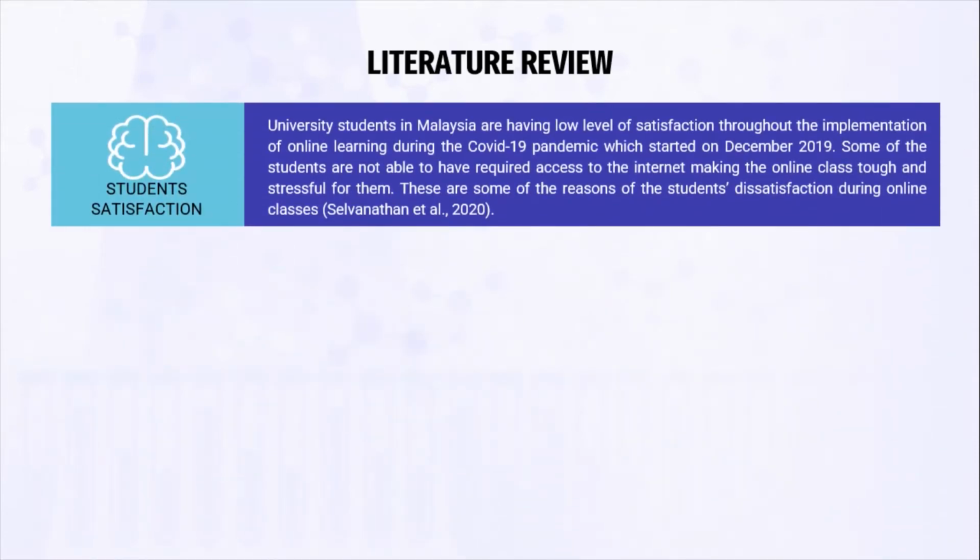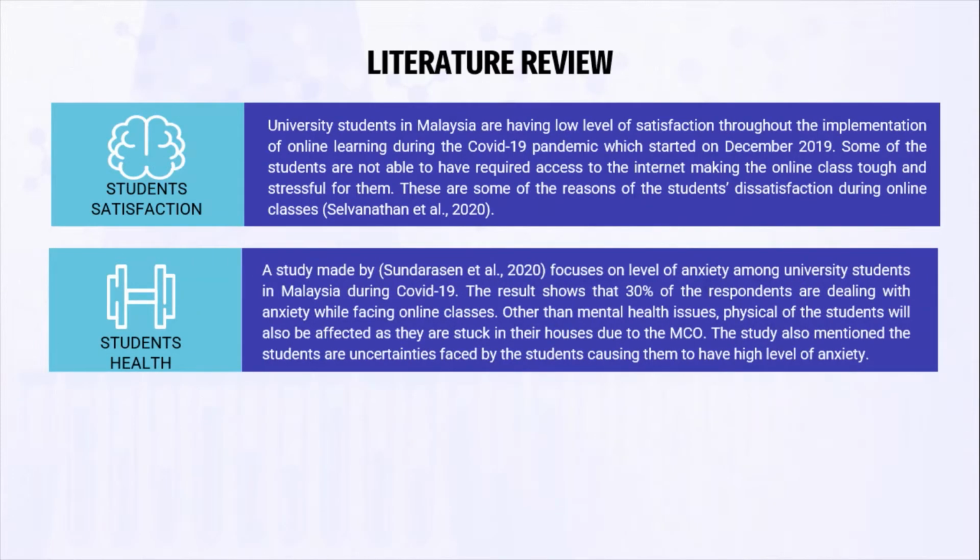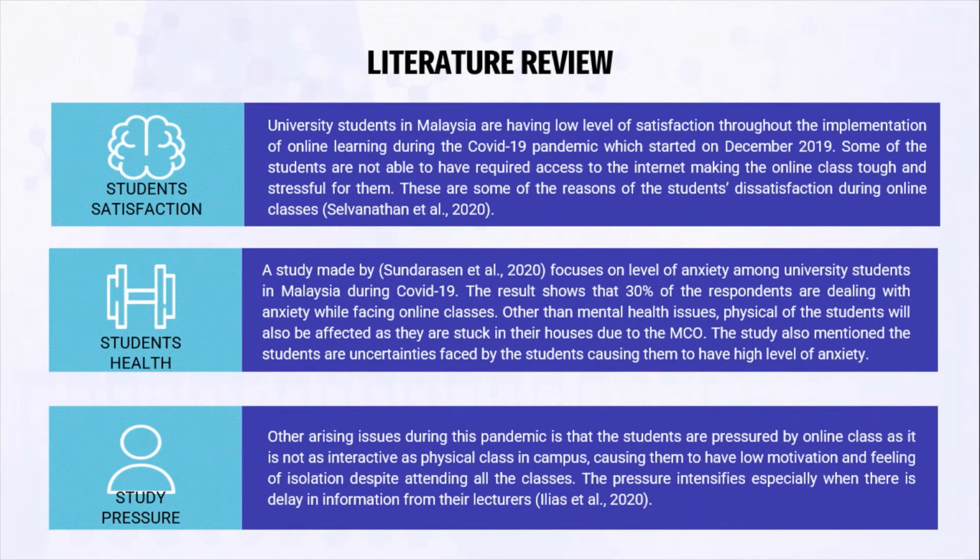Now, we are moving to the literature review. There are 3 literature reviews for this research. The first LR is from Selvanathan et al. It tells us that the students are having a low level of satisfaction with online learning. Second LR focus on students' health, which is mental health during the pandemic. The third LR is by Elias et al. And it focuses on the study pressure that students faced.